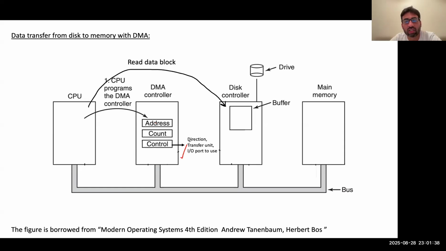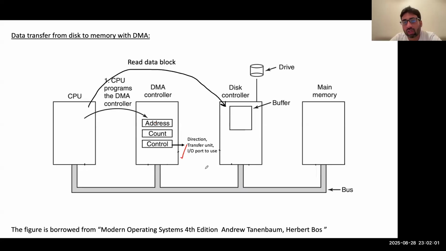And control is like direction. For example, whether you want to send the data from the local buffer to the main memory or from the main memory to the local buffer, which is like reading the data from main memory, writing the data from main memory to the drive, right? And what is the transfer unit? Are you transferring the data byte by byte or word by word or 64 bytes by 64 bytes?